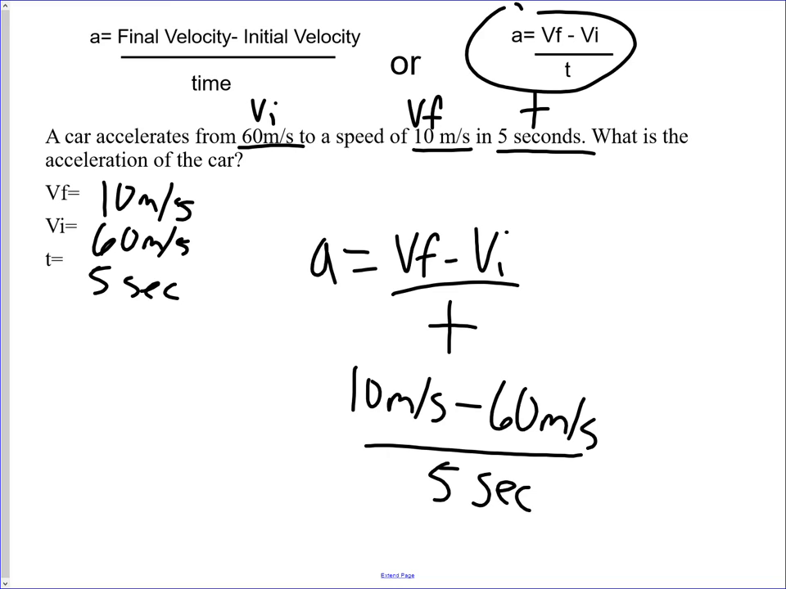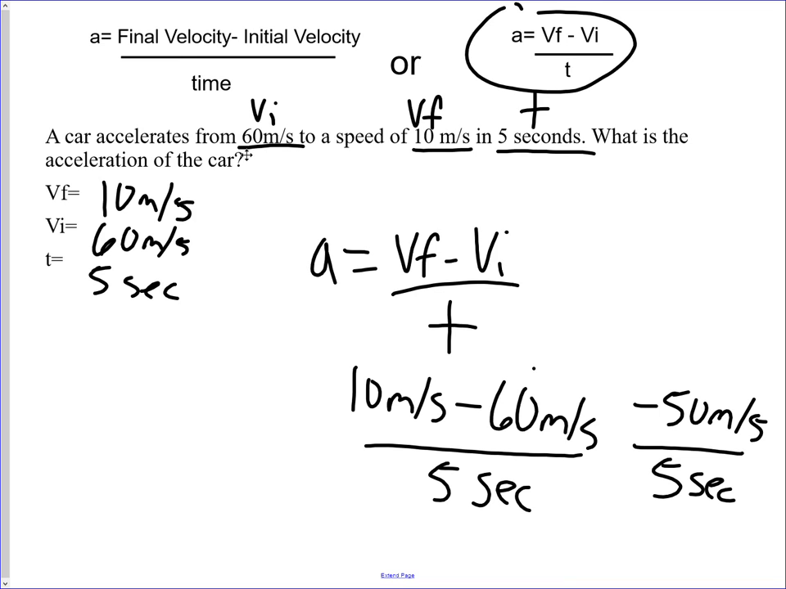If we take a look at this, if I do 10 minus 60, I'm going to get a negative number, and that's okay. Remember how we talked about acceleration? Acceleration can be an increase in speed, and it can also be a decrease in speed, so it can be negative. If I do 10 minus 60 in a calculator, it's important to put the 10 first and then the 60 second. It's going to be negative 50 meters per second, and I'm going to have to divide by 5 seconds.